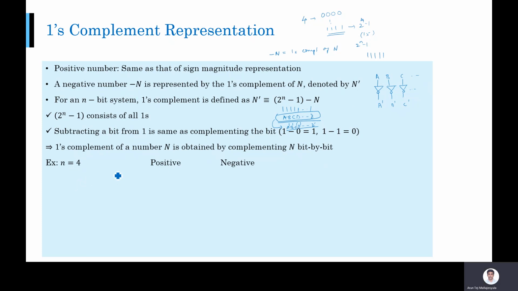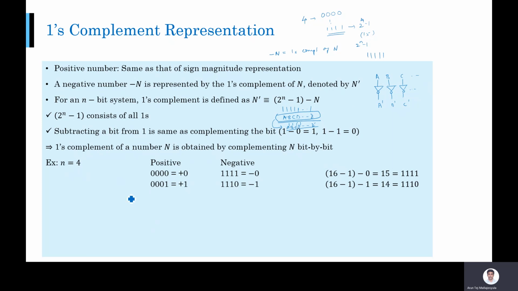Now let us look at 1's complement representation for n is equal to 4. Positive number is same as that of sign magnitude representation, so there is no change. 0 0 0 0 is +0 and so on. What about the negative numbers then? Negative number will be take individual bit complement, right? So 1 1 1 1 will be -0. Okay, which is nothing but 2 to the power of n minus 1 minus n, 2 to the power of 4 minus 1 minus 0, which is 1 1 1 1.